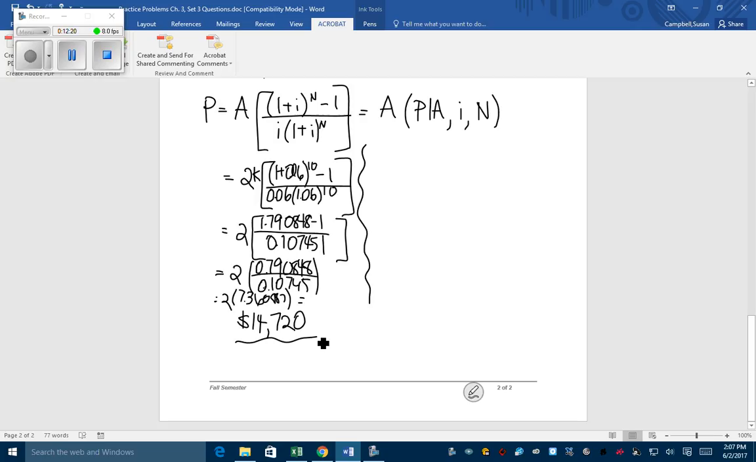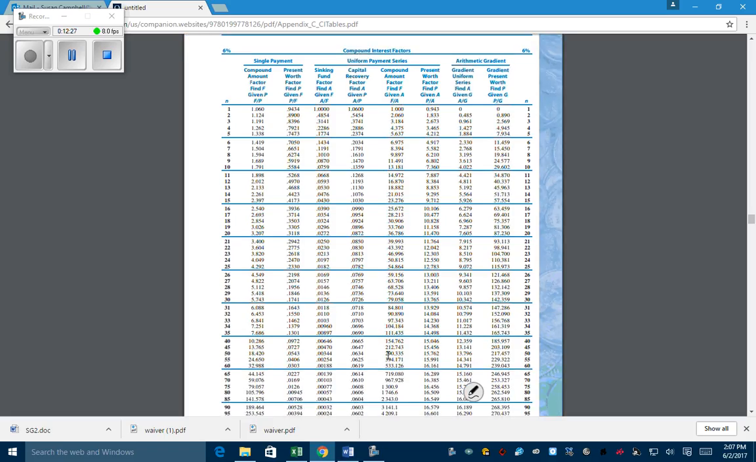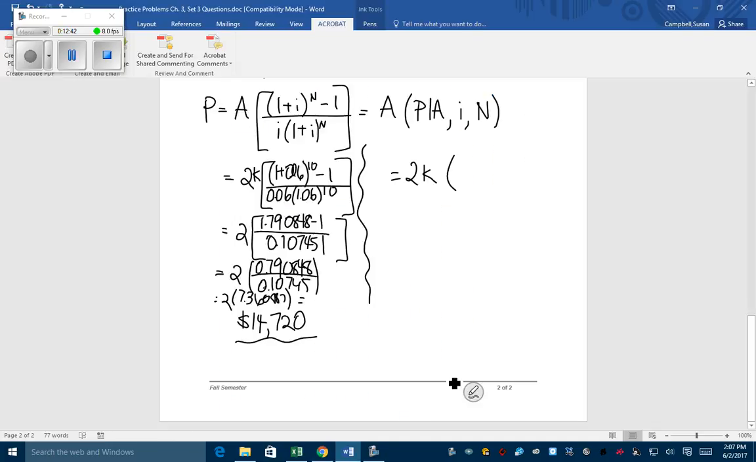Okay, if I solve it using the interest factor, I have my $2,000, and I'm going to go to my lookup table. And this time, I'm going to look under what is P given A, which is the sixth column over, and I'm going to look under 10. My interest factor is 7.360, which, not surprisingly, is the same. So I'm going to get approximately the same amount here.